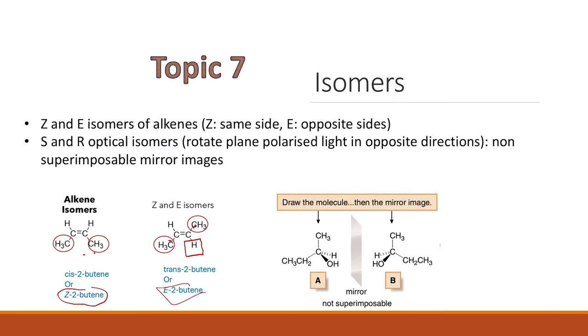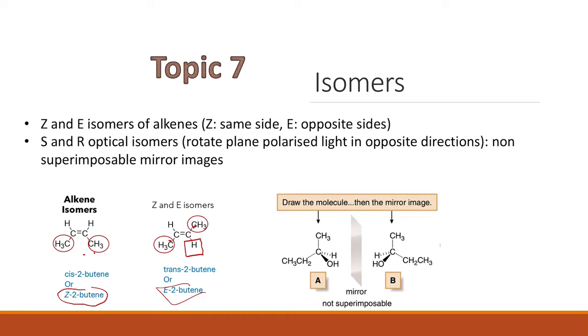Remember the S and R optical isomers. These are the optical isomers which rotate plane polarized light in opposite directions. Remember that these isomers are non-superimposable mirror images of each other. And when they ask you to draw, and definitely in the exam they're going to ask you to draw, the isomers of two optically active isomers.